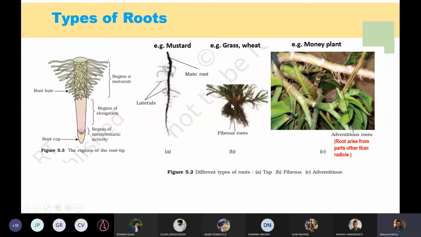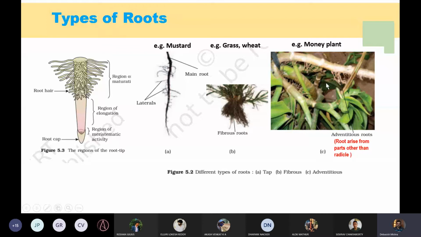Then we can have the fibrous root. Fibrous root doesn't follow any pattern. They directly grow from the point of origin and grow very randomly. Then we have adventitious root. Adventitious root doesn't grow from the point of origin or the intersection between the plumule and radicle. They grow from the stem.